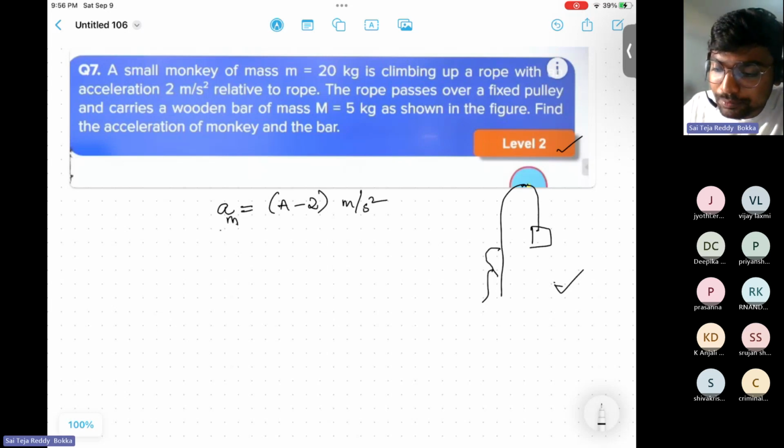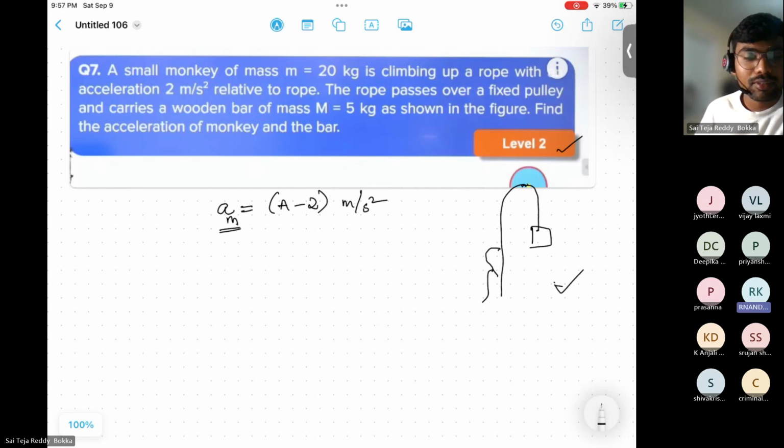So here it is all about the acceleration of the monkey. Did anyone do that? Prince, Shiva Krishna, Naveen, Ashish. 5 minutes. Sir, 5/2. 5/2, when we are converting, is 2.5, right? No, I don't think so. We have to do it like this.